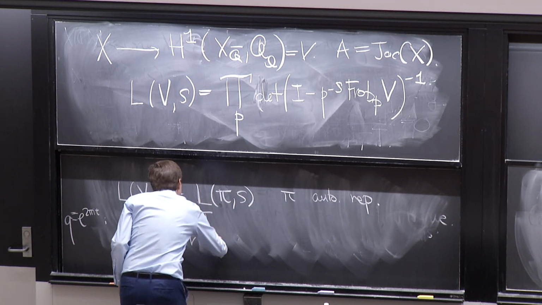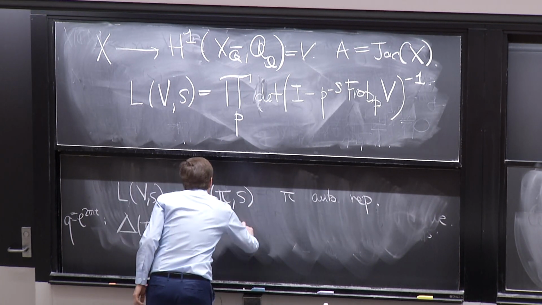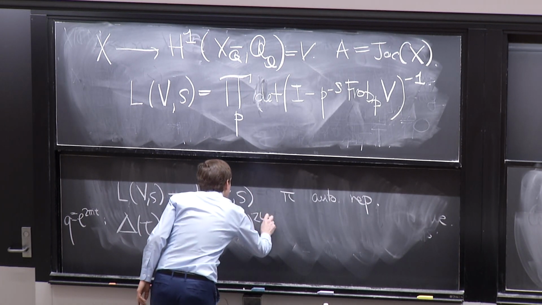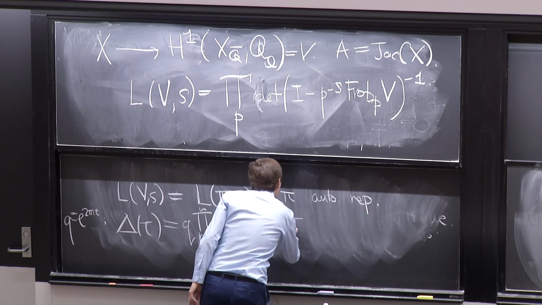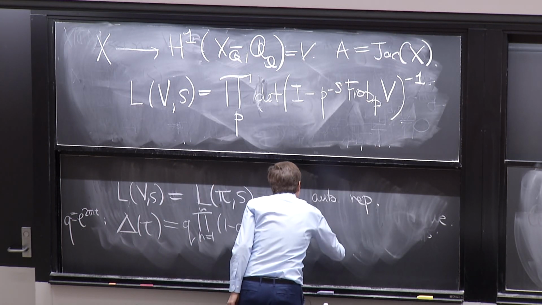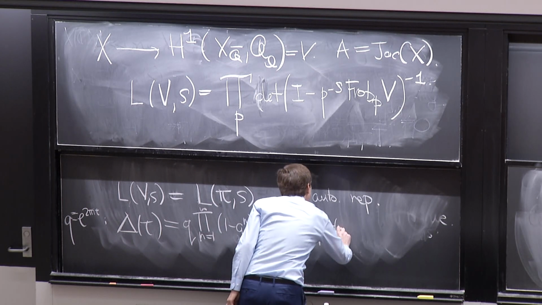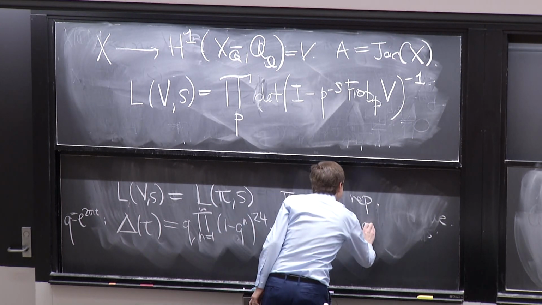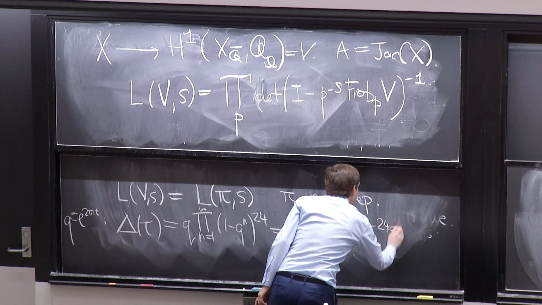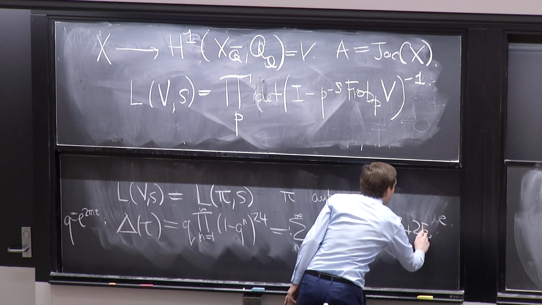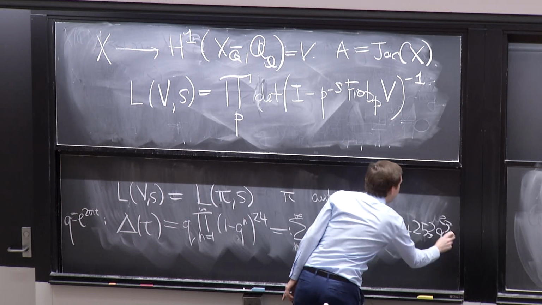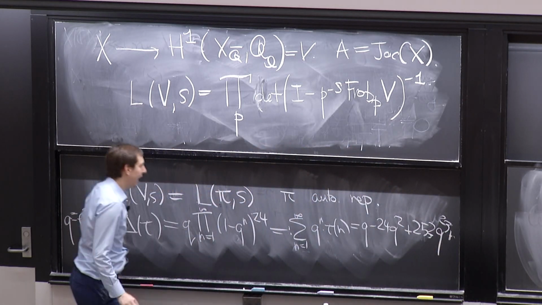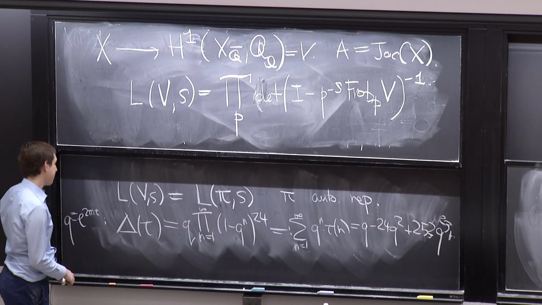Delta is q times the product over n from 1 to infinity of (1 minus q to the n) to the 24, which I can just expand out. You can think about this as a Fourier series, the sum of tau(n) q to the n, for n from 1 to infinity. You can start to compute it: q minus 24q squared plus 252q cubed. If I was Don Zagier, I'd write out some more terms, but that's all I know.